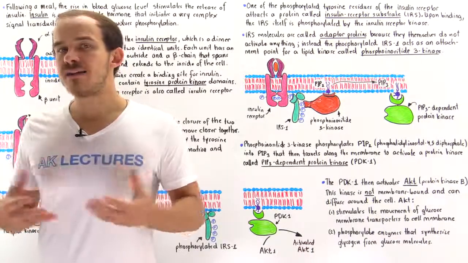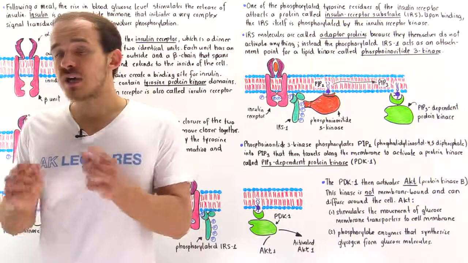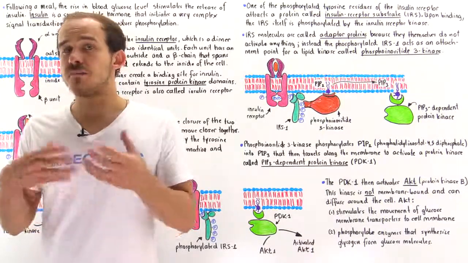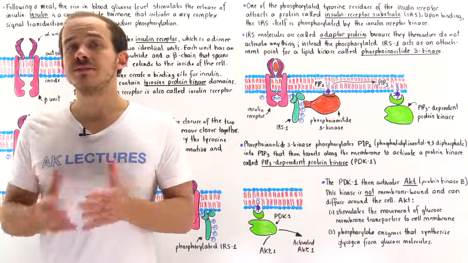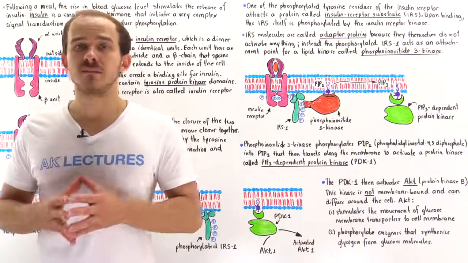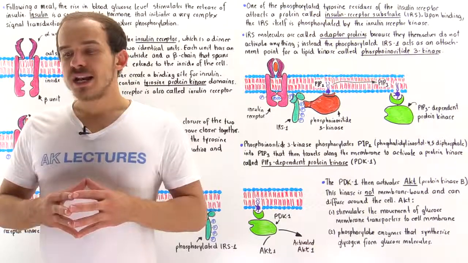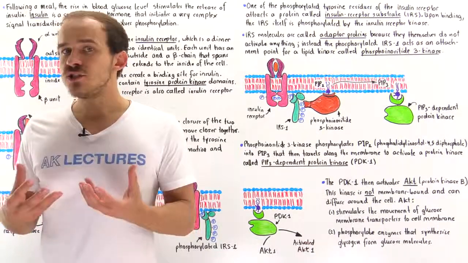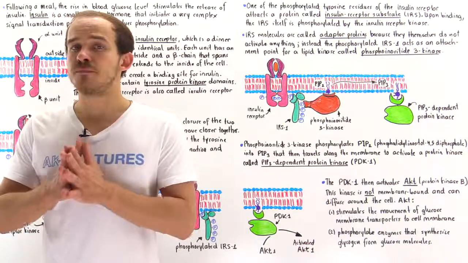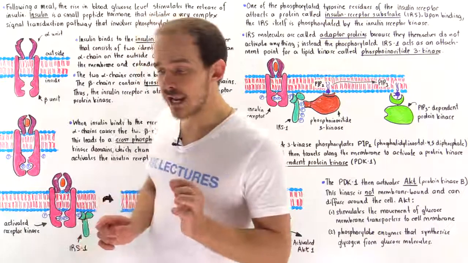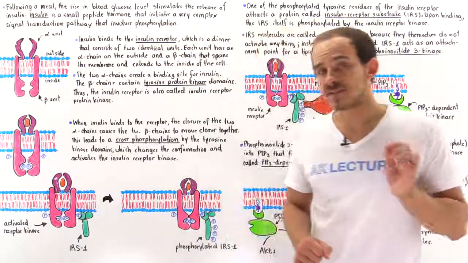And so the body responds by stimulating the beta cells of the islets of Langerhans that are part of the pancreas to release insulin molecules into the blood. Insulin is a small peptide hormone. What insulin does is it initiates this signal transduction pathway, which is actually very complicated, very complex, and very extensive.